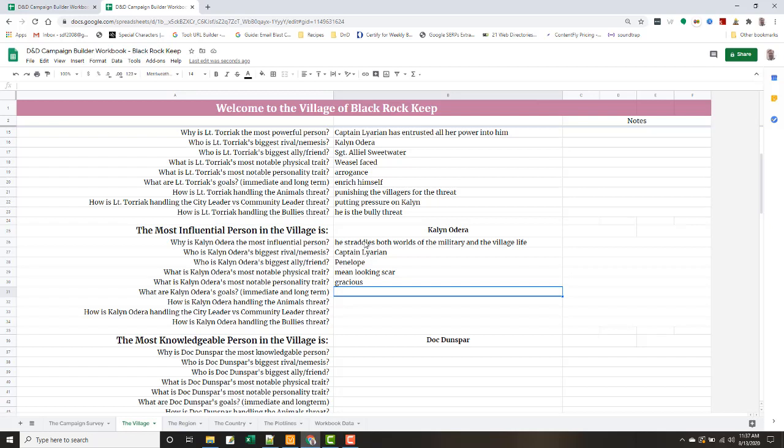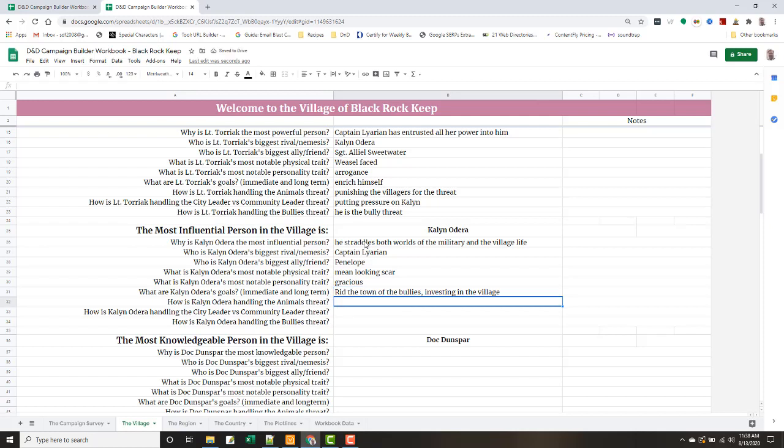Whatever his immediate and long-term goals, the immediate goal is to rid the town of the bullies, to bring a sense of order back to the military leadership of the town. And the long-term goal, he wants to build the town up. Like he wants to truly make this a thriving village. So this is going to be investing in the village.